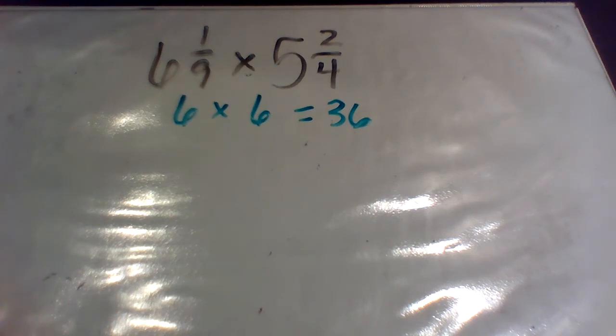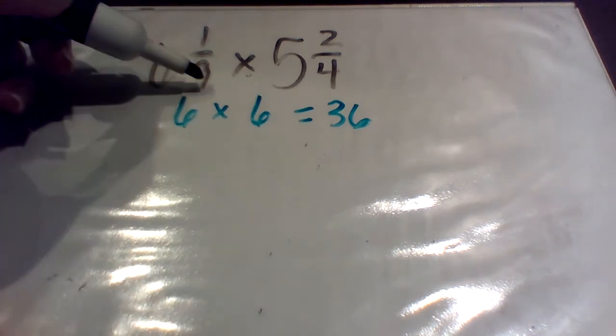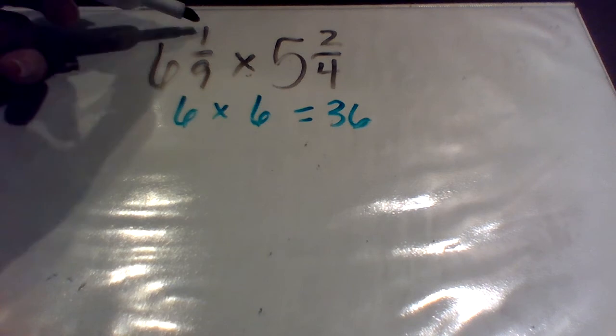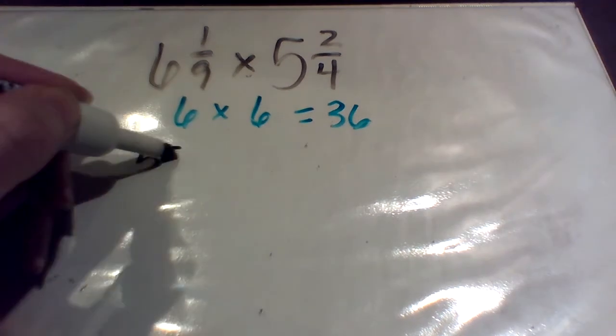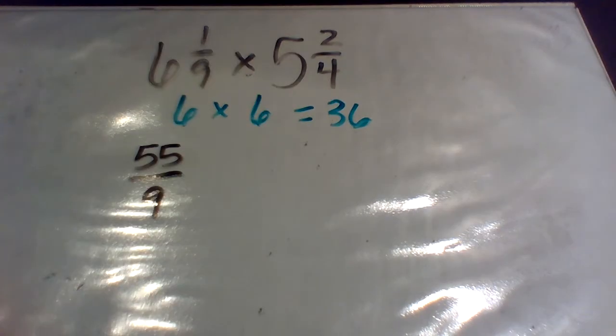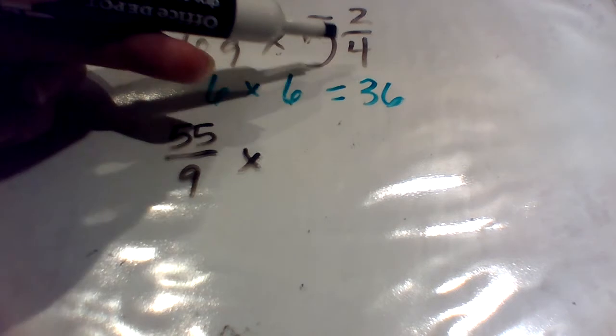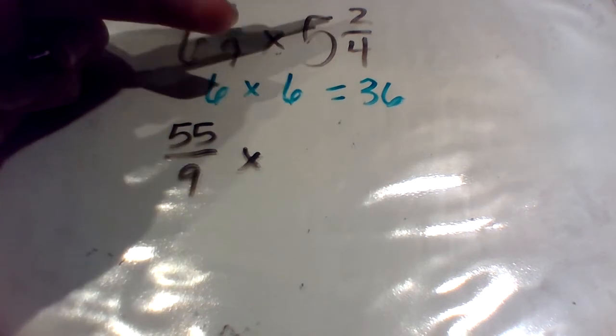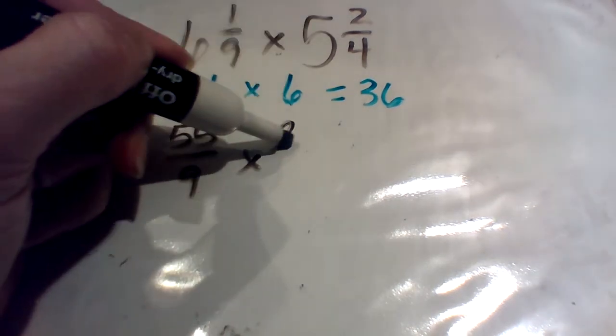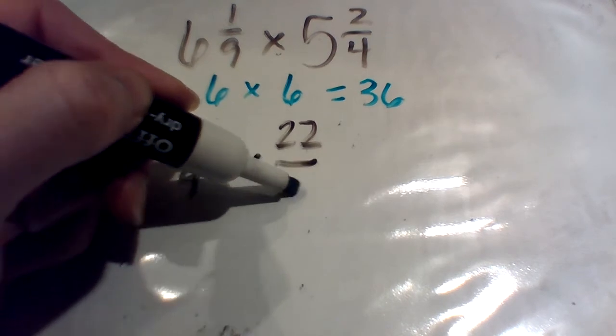Okay, so multiplying mixed numbers, we need improper fractions. So I have to convert, okay? Denominator times my whole. 9 times 6 is 54, plus 1 is 55. All that over 9. Times, I turned the light back on. Sorry, guys. 4 times 5 is 20, plus 2 is 22 over 4.